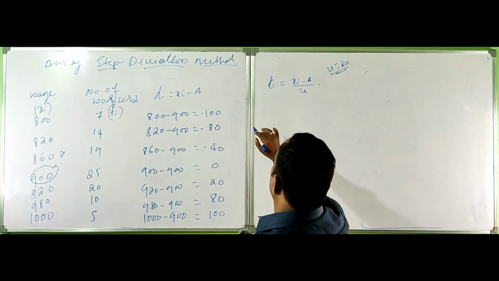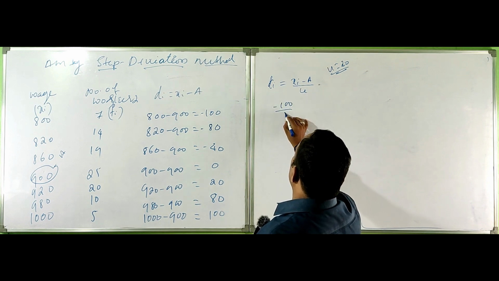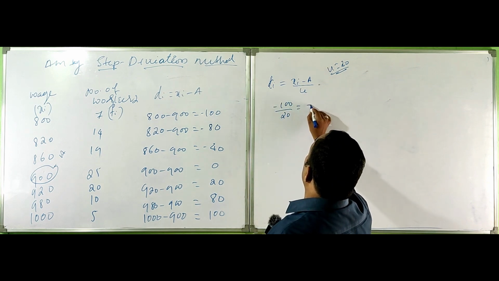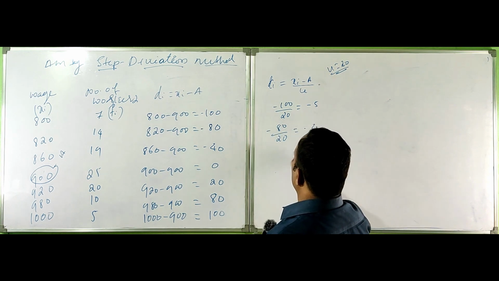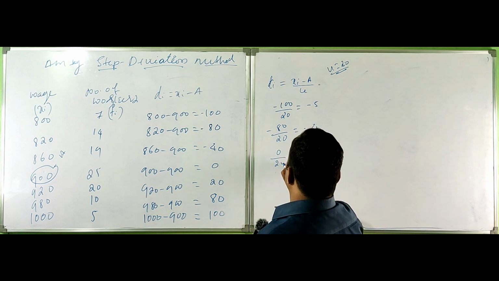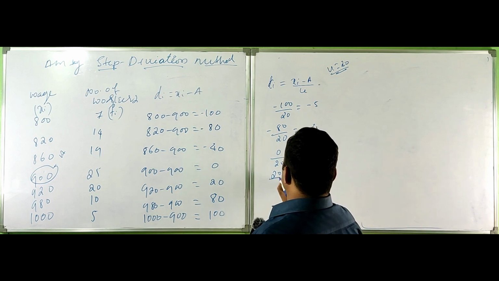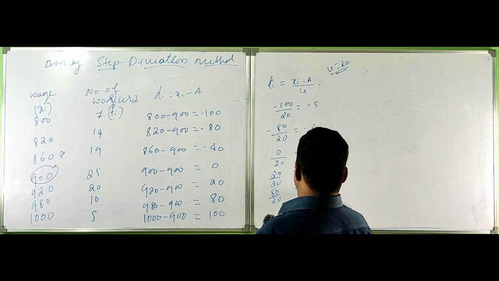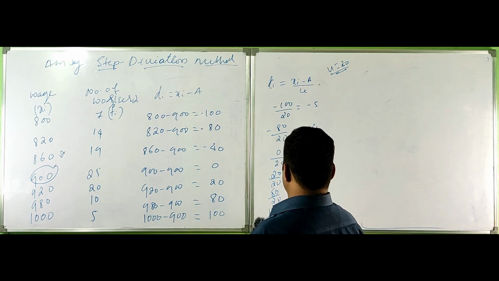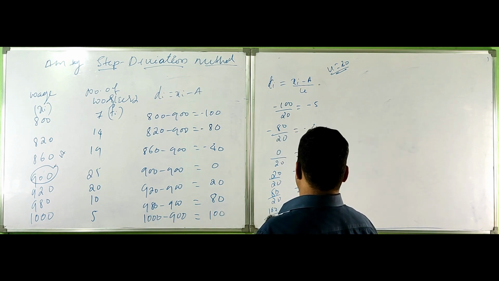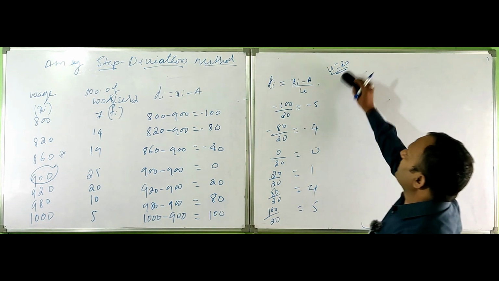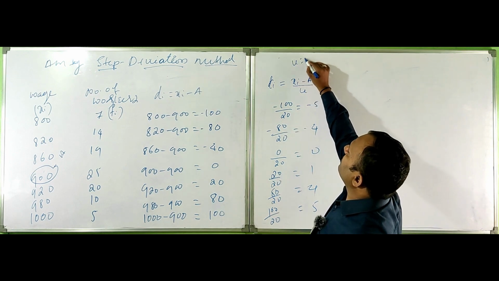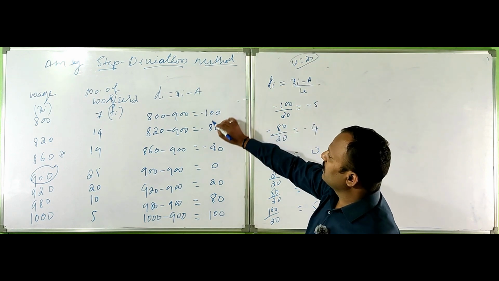So this becomes minus 100 by 20 is equal to minus 5, minus 80 by 20 is equal to minus 4, 0 by 20 is 0, 20 by 20 is equal to 1, 80 by 20 is equal to 4, 100 by 20 is equal to 5. See, now di, U is equal to 20, I have taken this one, right?